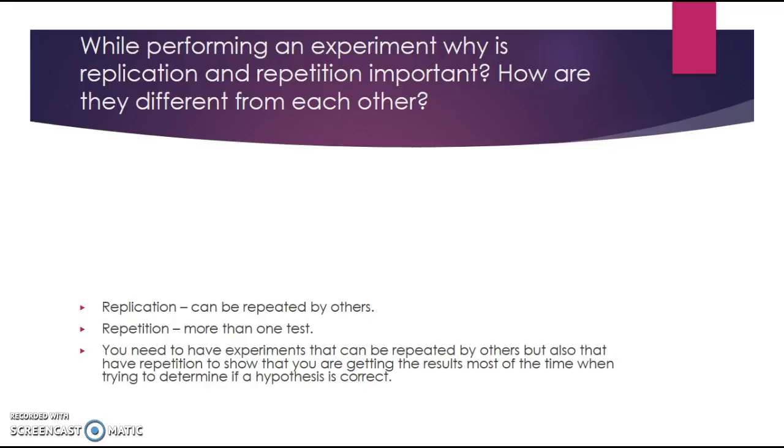So replication means that it can be repeated by others. If you do an experiment and you set it up and you hand me the directions, I should be able to replicate that same experiment. Repetition means more than one test. If you're going to do an experiment, you can't just do one test. You have to do multiple tests to make sure that conclusion is valid. You need to have experiments that can be repeated by others, but also that they have repetition to show that you are getting good results most of the time when trying to determine if a hypothesis is correct.